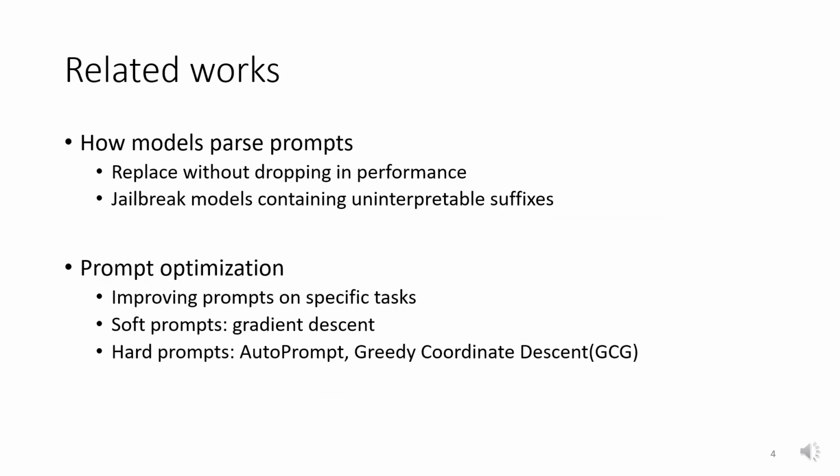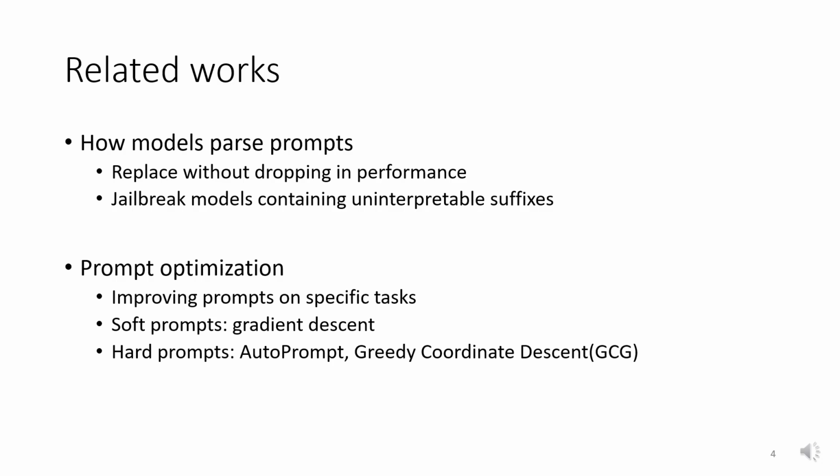First is about how models parse prompts. People found that in some situations, we can replace some prompts by irrelevant strings of text, with no or few drop in performance. People also found some uninterpretable suffixes to create jailbreak prompts.